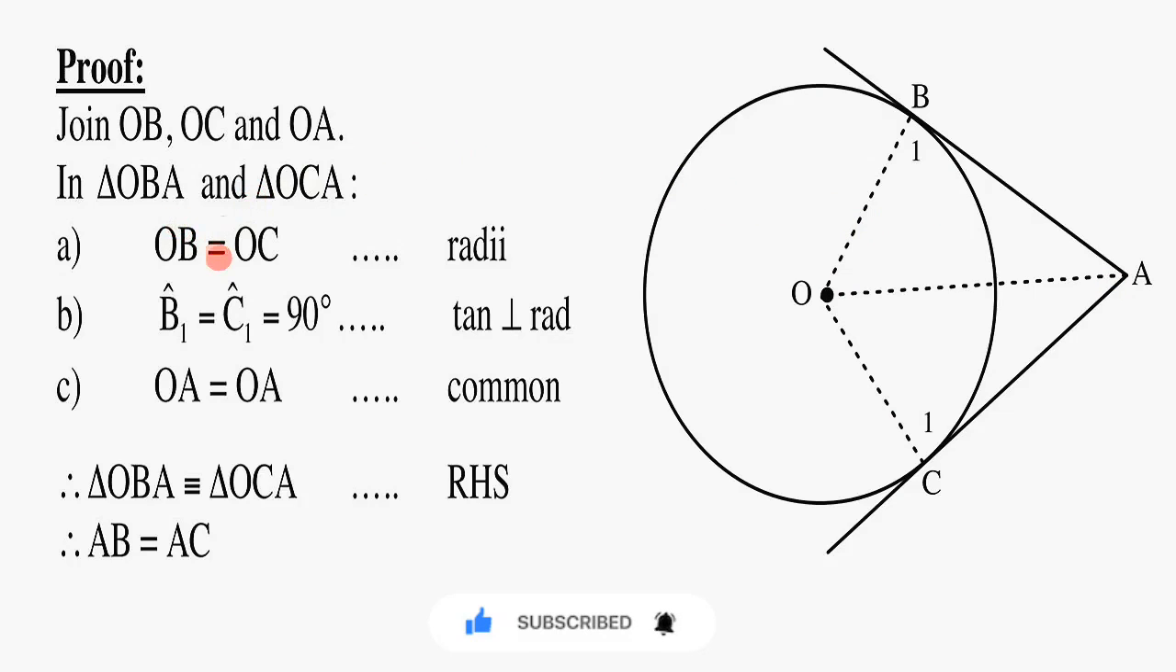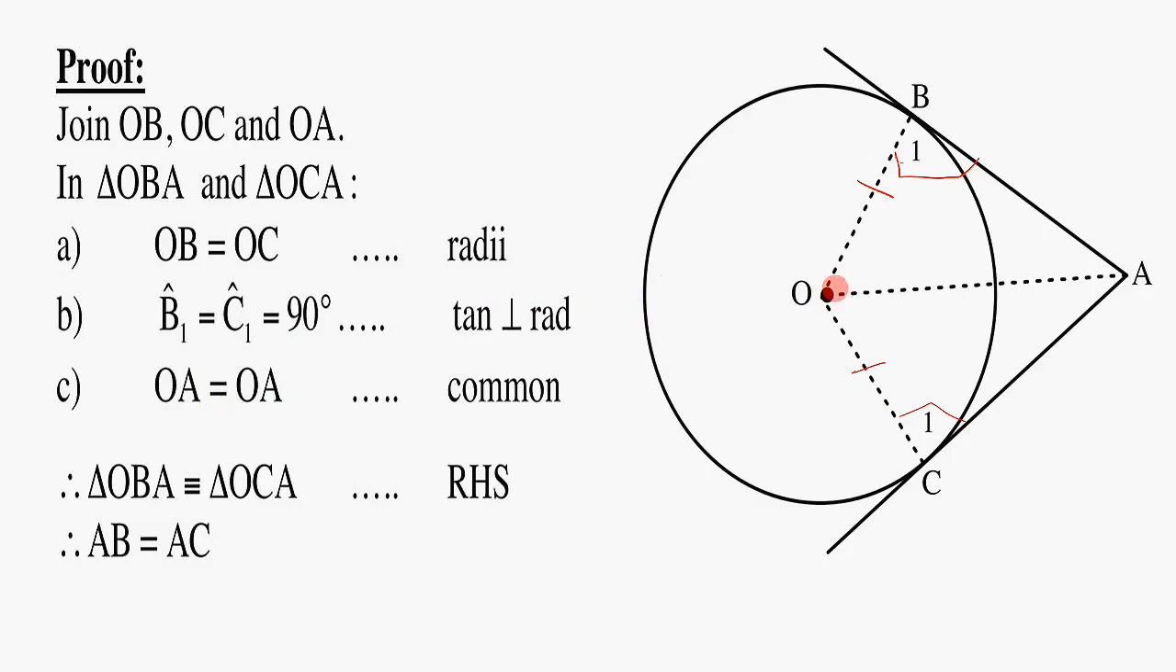So we'll say OB is equal to OC, because they are radii. Remember, OB is a radius and OC is a radius, and collectively we call them radii, right? And then also, we can see that the B1 and the C1 that we constructed give us 90 degrees. Why? Because tangent is perpendicular to radius. So remember, tangent perpendicular to radius is equal to 90 degrees.